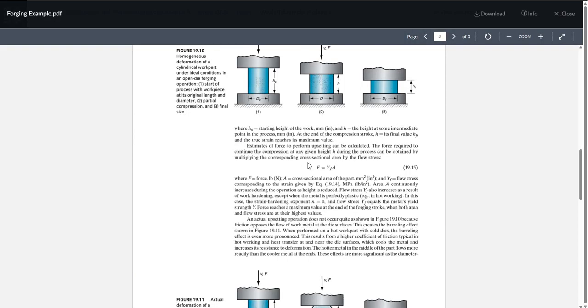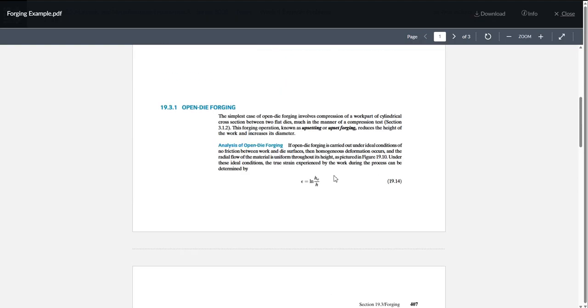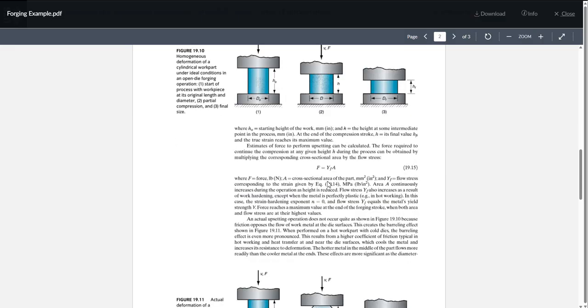The force required is going to be equal to YF multiplied by the area, where F is the force in Newton or pound, A is the cross-sectional area of the part in millimeters squared, and YF is the flow stress corresponding to the strain given in equation 19.4. We're going to go back to it. Okay, now that's strain.